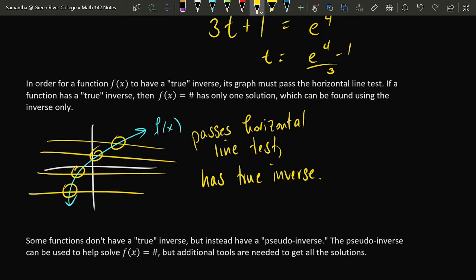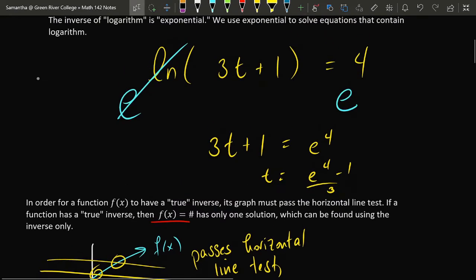And the beauty of functions that had a true inverse, the beauty of functions which passed the horizontal line test, well, there are two beautiful things about that situation. The first thing is that if you're trying to solve an equation where you have f of x equals some number, for example, you have natural log of something equals 4, then you know right away that that equation is only ever going to have one solution. For example, the equation in the example above had the single solution t is equal to this one number.